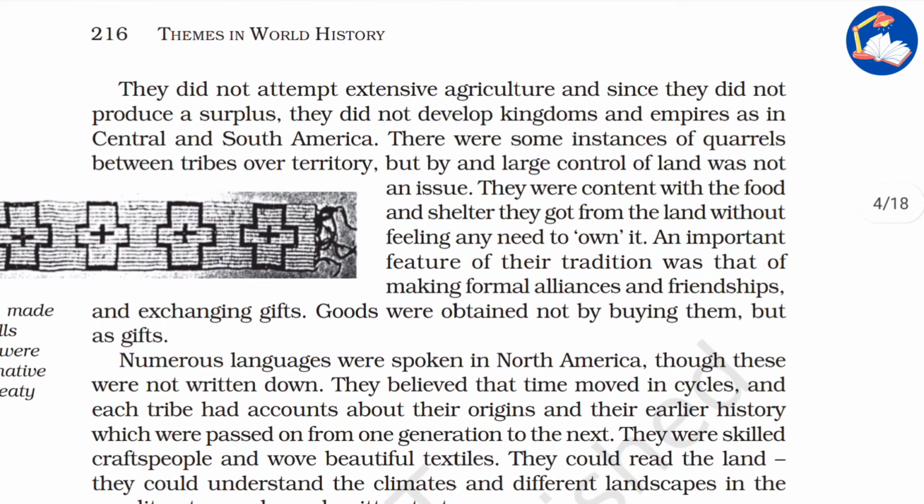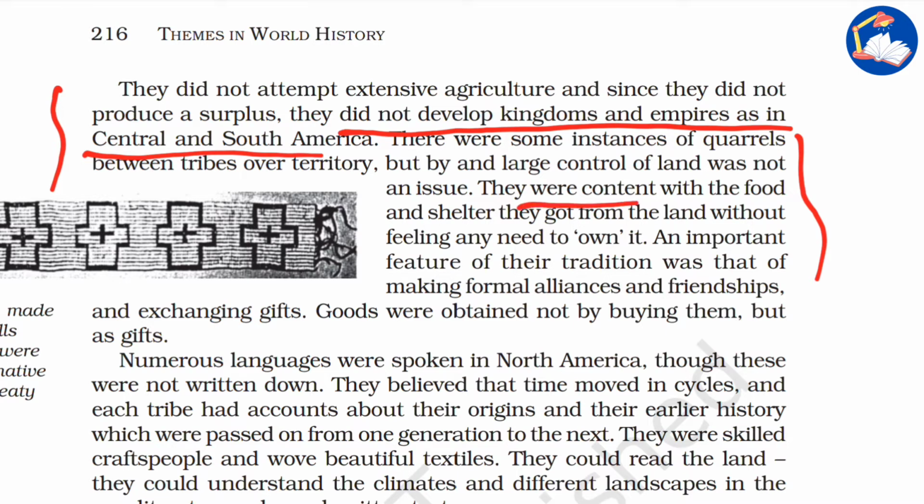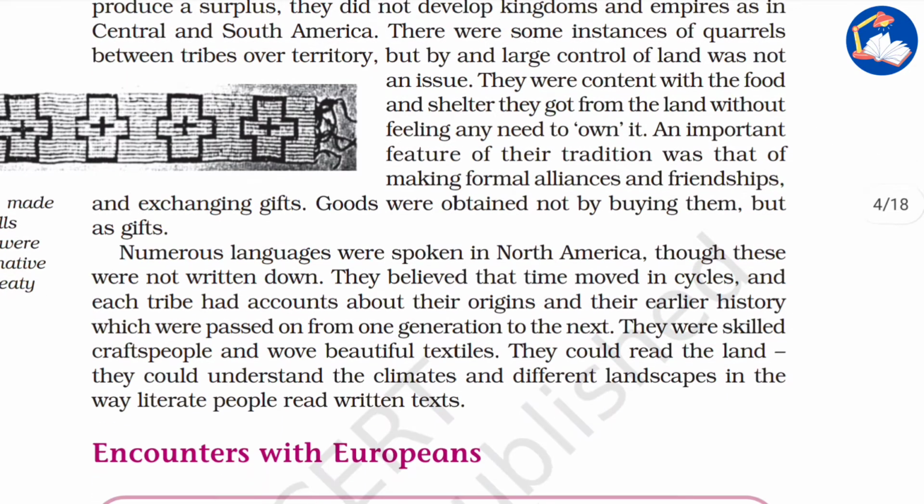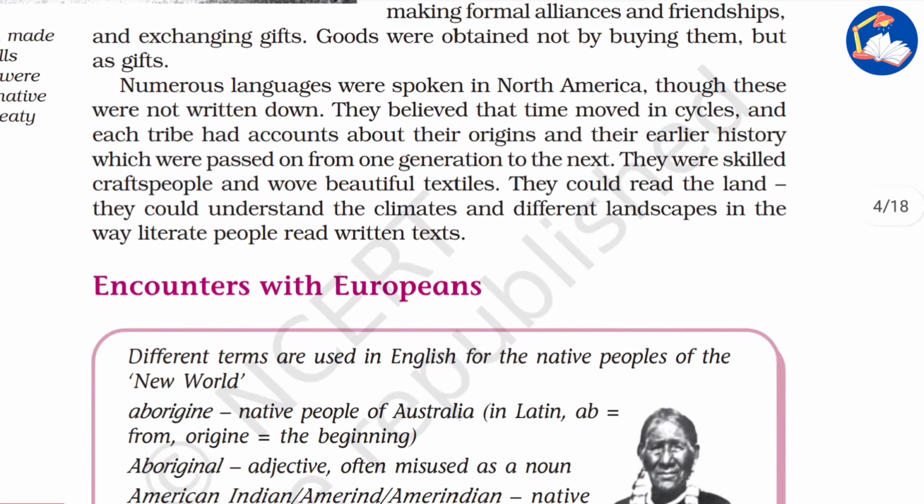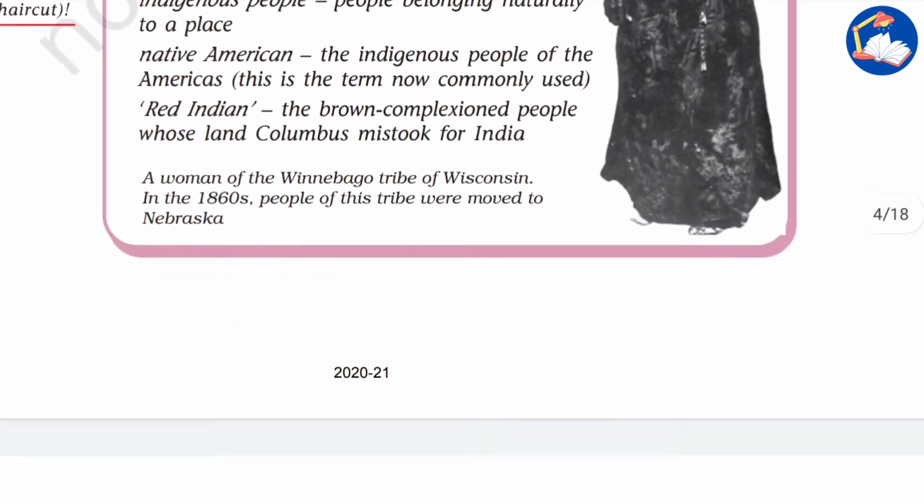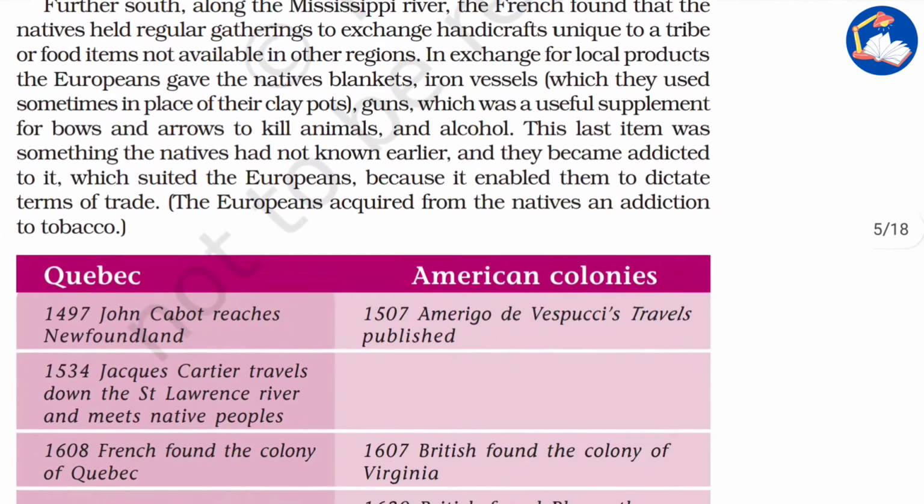They did not attempt extensive agriculture, and since they did not produce surplus, they did not develop kingdoms or empires as in Central and South America. They were content with the food and shelter. They were happy with what they had. An important feature of their tradition was making formal alliances and friendships and exchanging gifts. Goods were obtained not by buying them but as gifts. Numerous languages were spoken between the tribes. All these things are just brushed through.